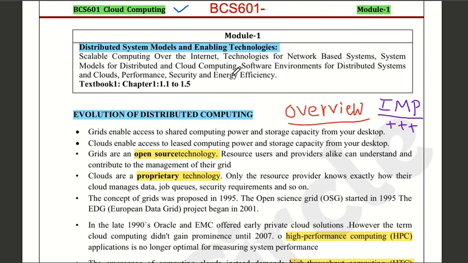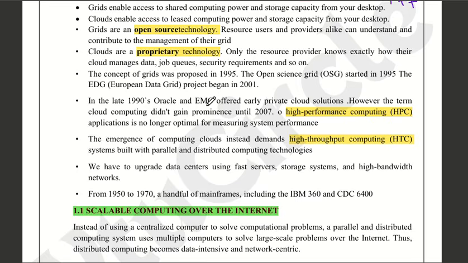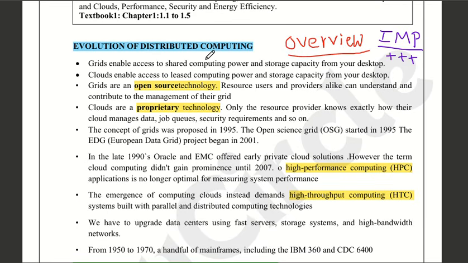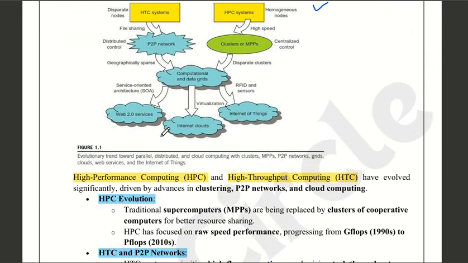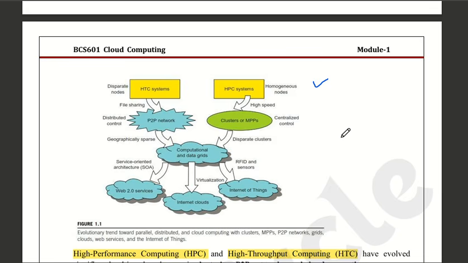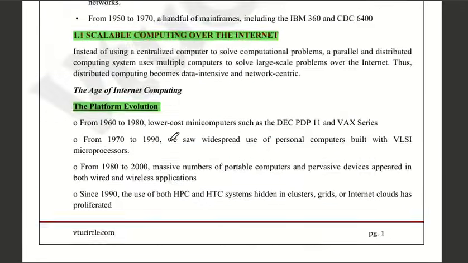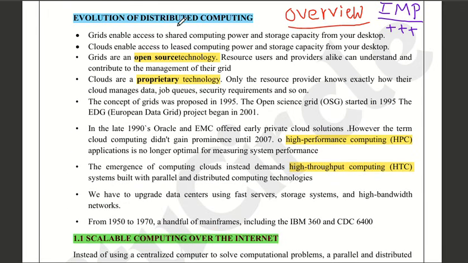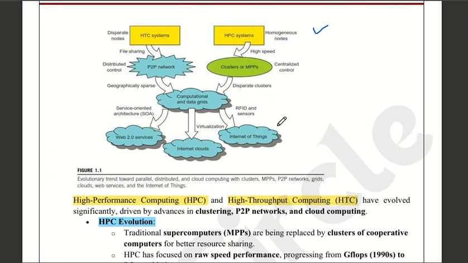Module 1 contains five subtopics: distributed system models and enabling technology. It starts with the evolution of distributed computing. There is one diagram. This question has not been asked in the exam, but there is a chance of it being asked because it has a diagram. So if they ask about the evolution of distributed computing, you need to draw this diagram and explain it.